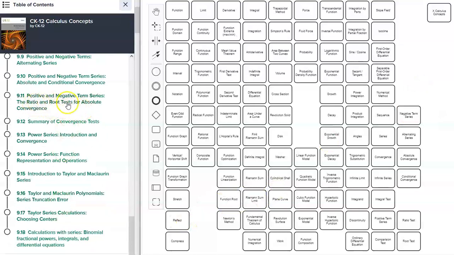And then we have the ratio and root tests for absolute convergence. We got that one. And there's a bunch of convergence tests. Okay, so we didn't get the actual concept of a convergence test. There we go. There's probably more that's not listed here. Power series. Okay, so another type of series. It's fine.